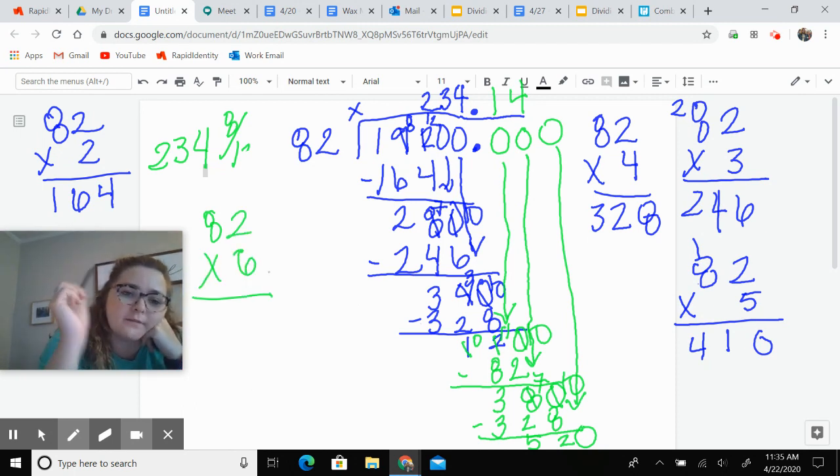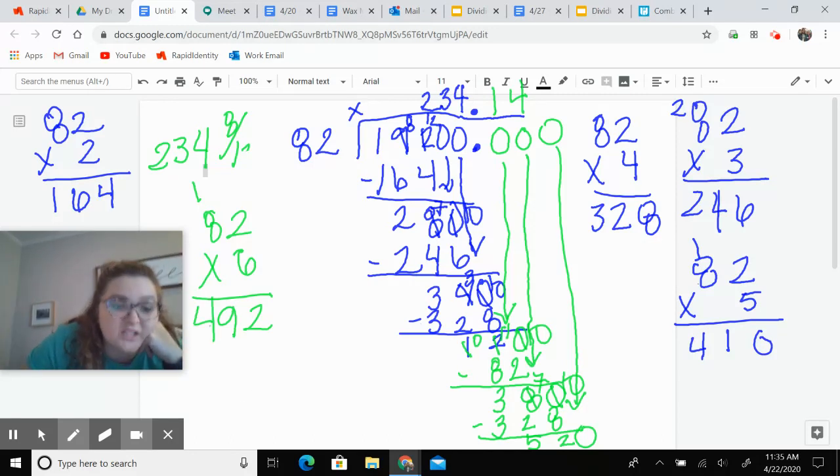Okay, all right, 6 times 2, 12. 6 times 8, 48 plus 1 more is 49. So can I go there? Yes, I can do 6. So my number here should actually be 6. All right, so 6 times 82 is that 492.